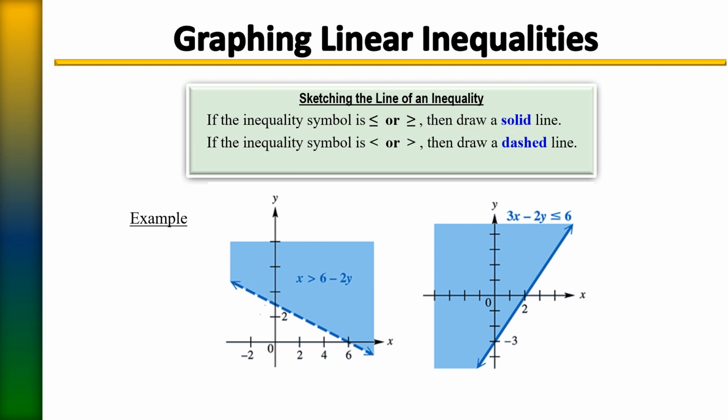And when you have just the less than or greater than, without the line underneath it, no "or equal to" added, you will sketch a dashed line. So in the example here, this equation is just the greater than, no line underneath. That is why you have a dashed line sketched.